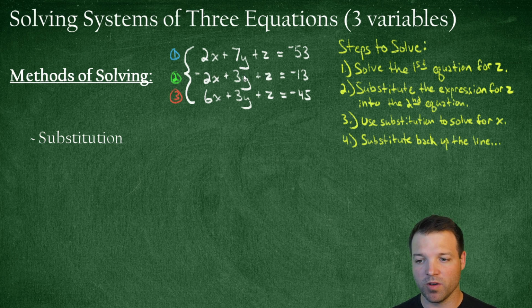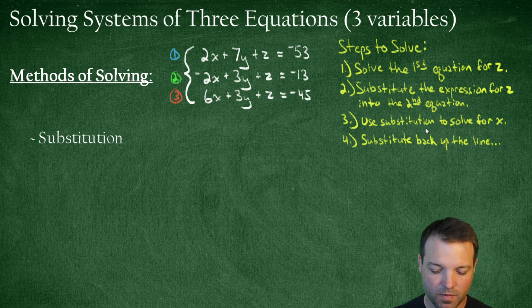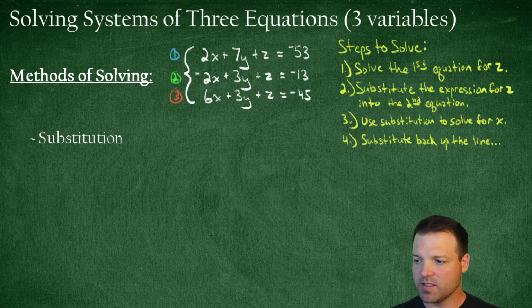You've eliminated one variable. Then step 3 is use substitution to solve for one of the two variables, in this case x or y. And then step 4 is substitute back up the line. Okay, so let's get started here.